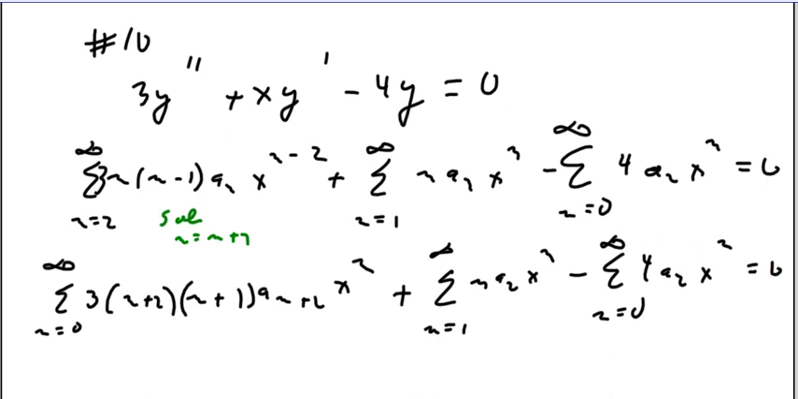I have to get my indexing right, so I'm going to remove n is equal to 1. I'm going to remove n is equal to 1.